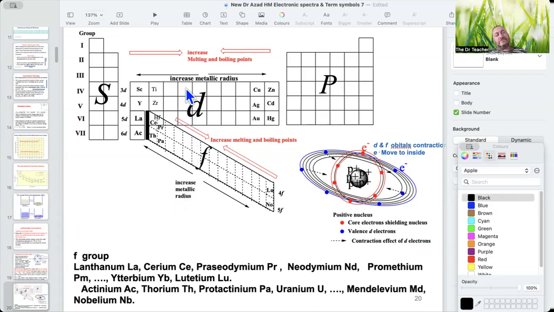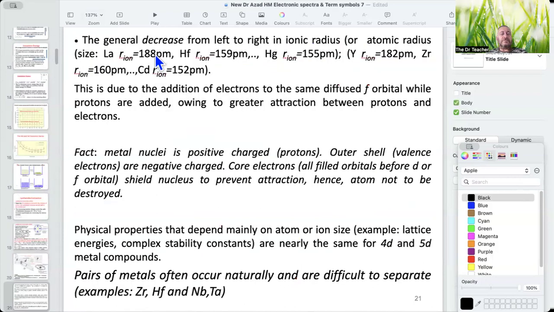And we can see here an increase in the melting and boiling point from left to right. And we have the melting and boiling point in the lanthanum group and actinide group increasing from the left to the middle, then a general decrease. These are the physical properties, melting and boiling points, of these f groups.